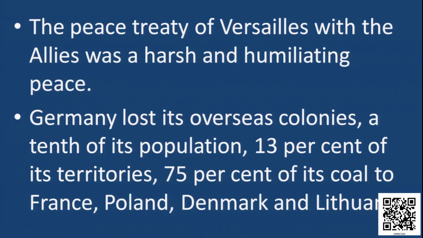The part of the treaty is that Germany lost its overseas colonies. What are the colonies? Those under the Germans. It was taken away by the Allied group. First, that constituted 1/10 of its population. Second one, 13% of the territories were taken away by the Allied group. 75% of its coal reserves went to France, Poland, Denmark and Lithuania. The major part of the coal reserve area was given to France, Poland, Denmark and Lithuania.